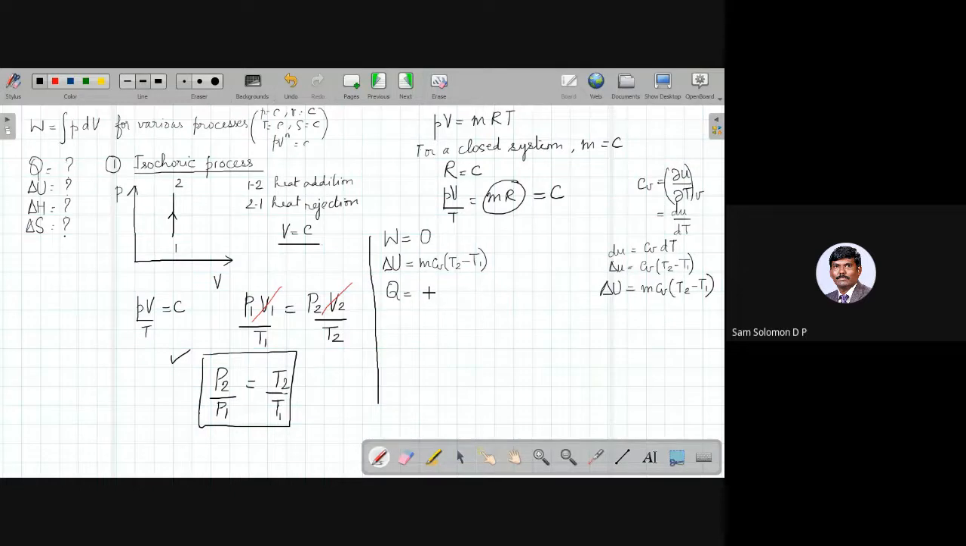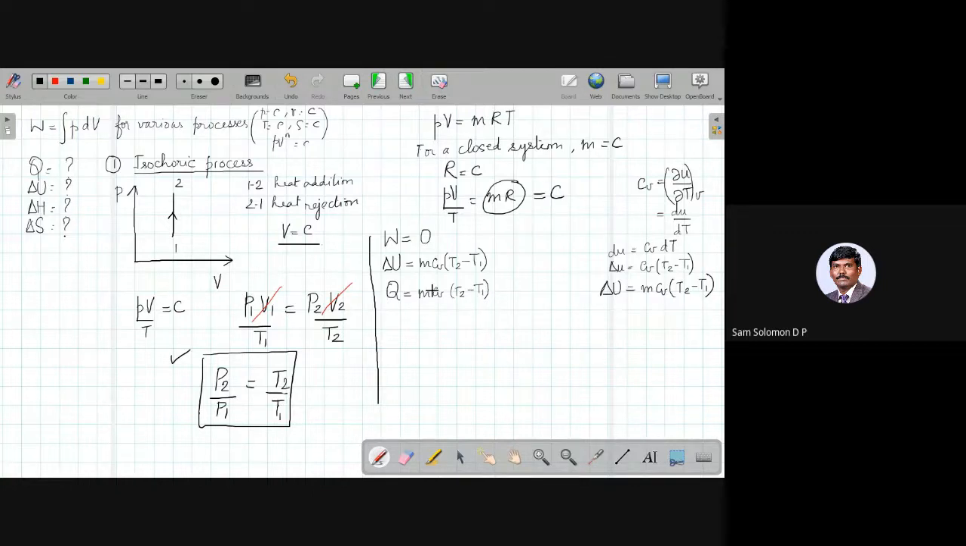And similarly, Q here is again mCv times T2 minus T1. And we use Cv because it is a constant volume process. If it is a constant pressure process, we will use Cp.